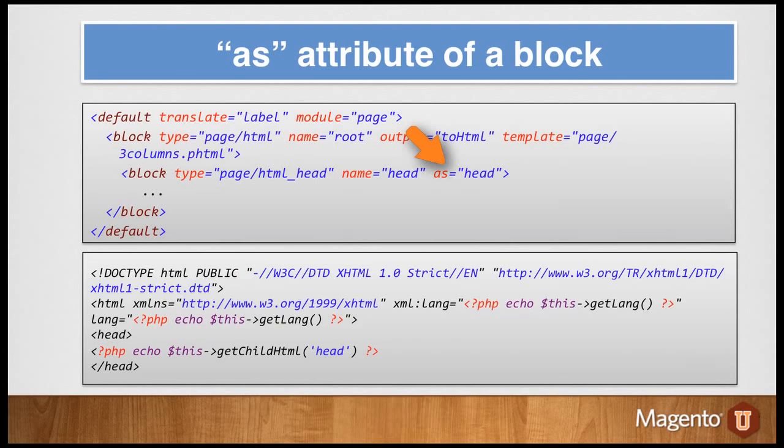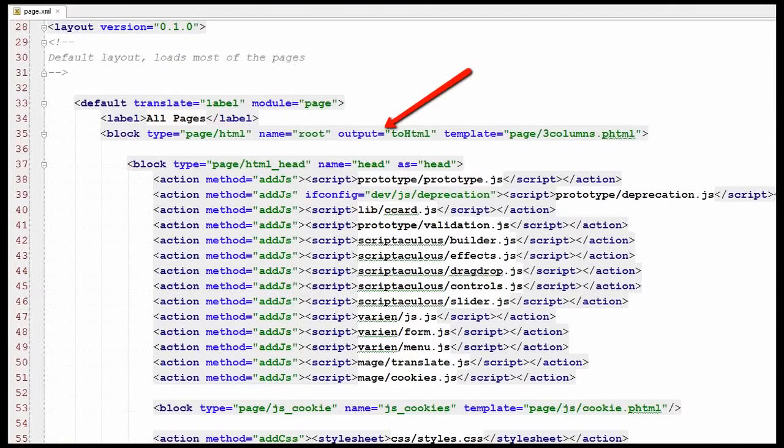The as attribute is used to assign an alias for a block. Then, you are able to use it in a template file as a parameter of the getChildHTML method. An output attribute is used to define a method name that the system will use to gather an output instead of a default toHTML method. This attribute is mandatory only for the root block in a layout block hierarchy, because child blocks are called via templates by the getChildHTML method.